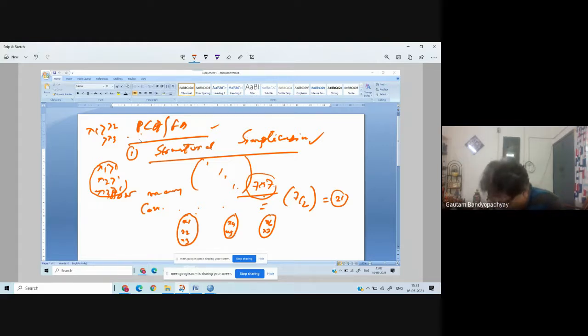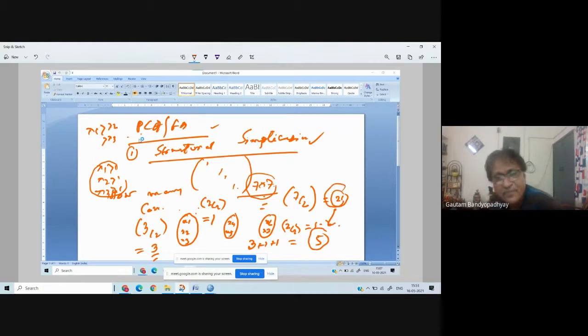And how many correlations can be constructed among these 3 variables? Simply 3C2, that is 3 correlations. There are 2 variables here, so how many correlations can be constructed? 2C2, that is only 1. Similarly again 2C2, that is 1. So how many correlations? 3 plus 1 plus 1, only 5 correlations. Initially 21, now it is decomposed into 5. So that is the application of the orthogonal transformation.